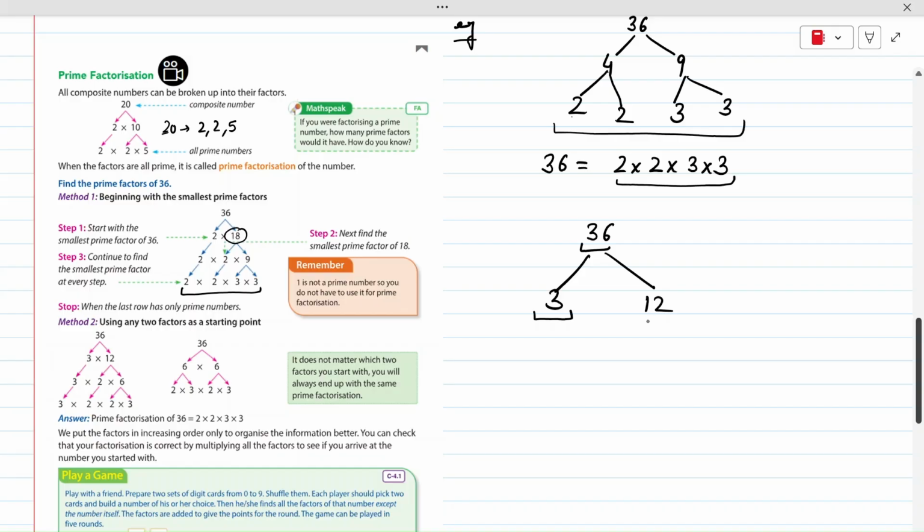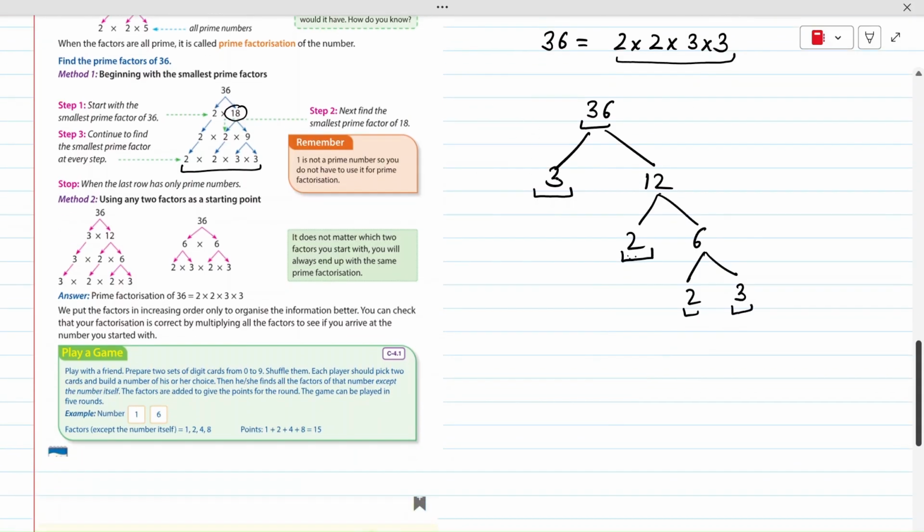Now coming to this branch, we have 12. I can write 12 as 2 multiply by 6. Again, 2 is a prime number. We cannot break it down further. So this is the last branch of this tree for 2. Now coming to 6, I can write this as 2 multiply by 3, right? So this one 2, this one 3. These all are prime numbers which we cannot break further.